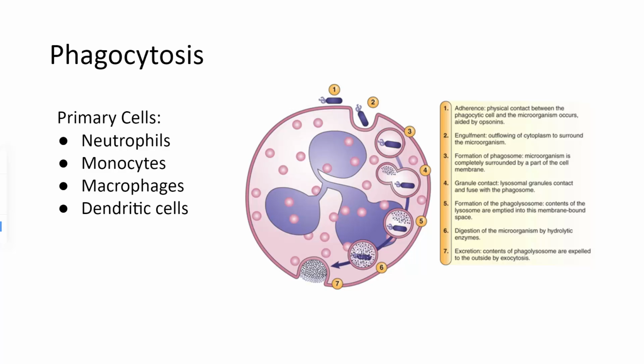Phagocytosis, so your primary eaters are going to be your neutrophils, monocytes, macrophages, and dendritic cells. You do not need to know all of the details involved in phagocytosis, but basically the microorganism is going to be internalized. Once it's internalized, it gets into a thing called a phagosome. And the phagosome is a pocket that contains that microorganism.